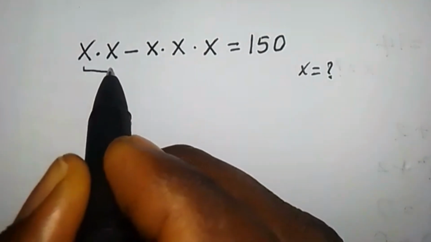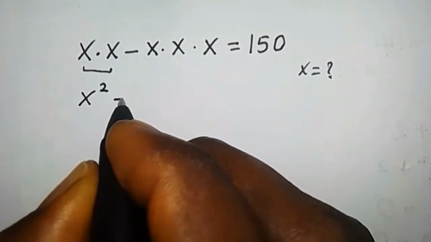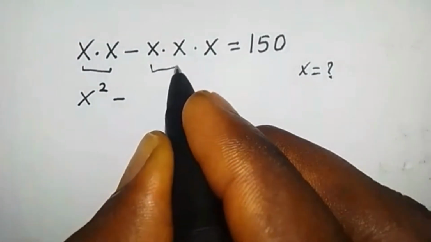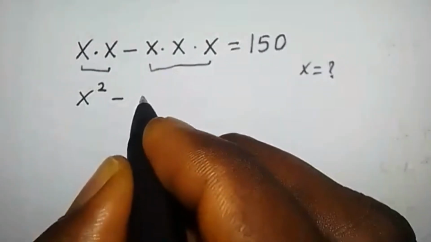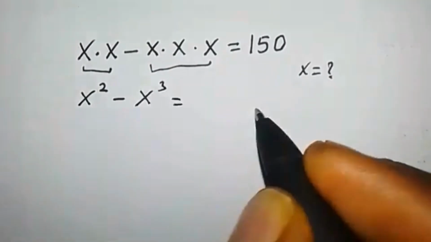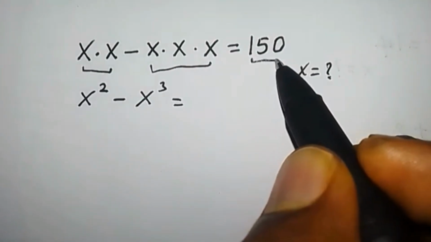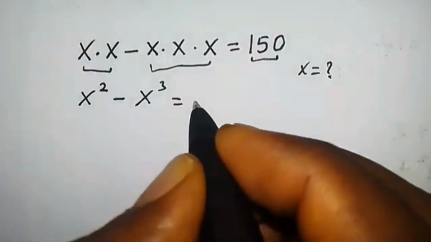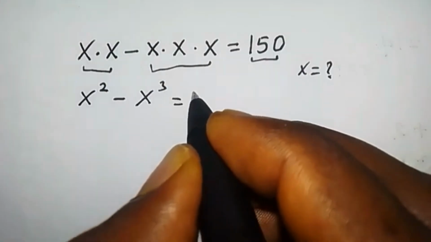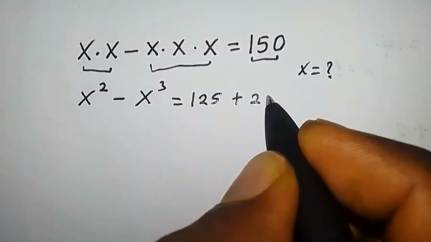x times x could be written as x to the power of 2, minus x times x times x could be written as x to the power of 3, equal to... Now, let us rewrite 150 also. We can write 150 as 125 plus 25.